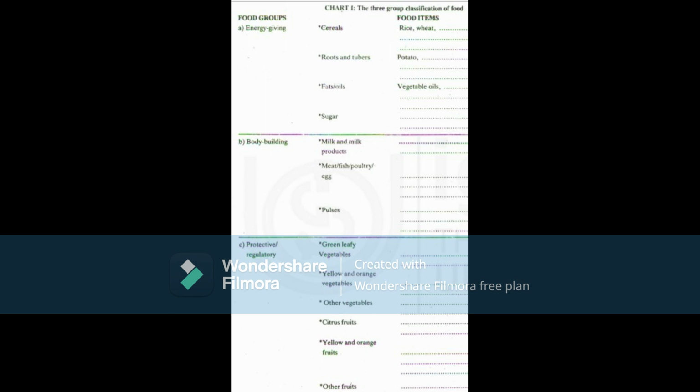Chart I, the 3-group classification of food. Look at the screen for table content. Now the problem is, which food items to include from this exhaustive list? The selection of food items from each food group would depend on how much the individual can spend on food and what is available and acceptable to the individual. These aspects are discussed in the subsequent points.